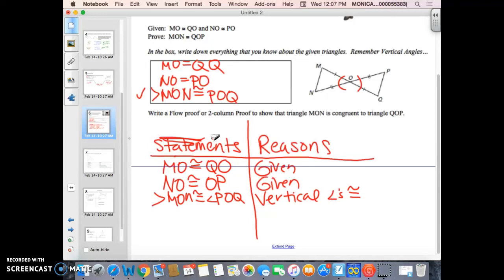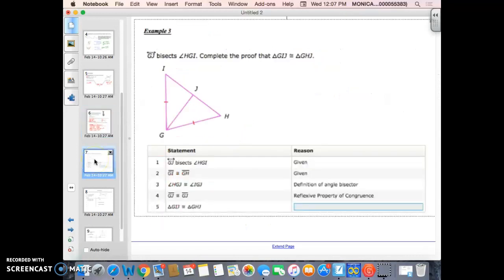And then lastly, I can say that triangle MON is congruent to triangle QOP. And if I look at how I marked up my drawing, I notice that I marked up a side, an angle, and a side. So I'm going to say this is because of side angle side postulate. Okay, so to write my proof from scratch, the first thing you've got to do is list what you know about the picture and then give reasons for it. Sometimes I'll give you the reasons and then you just have to list.